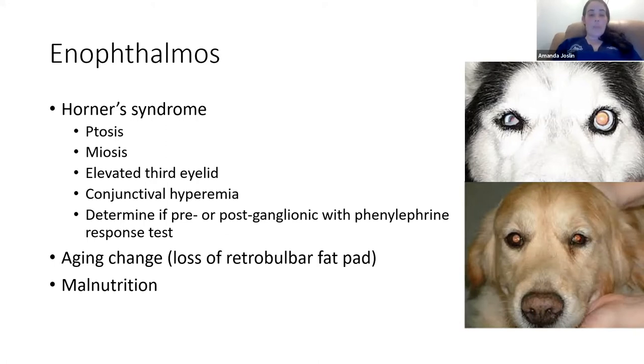If the affected eye goes back to normal in 20 minutes, we typically say it's no big deal, it's postganglionic, it should resolve on its own, although it could take up to 6 months and really no treatment is technically warranted. If there's no improvement, that's when we start suggesting chest x-rays and maybe more advanced imaging. With aging, you can lose the fat pad behind your eye, and then malnutrition.